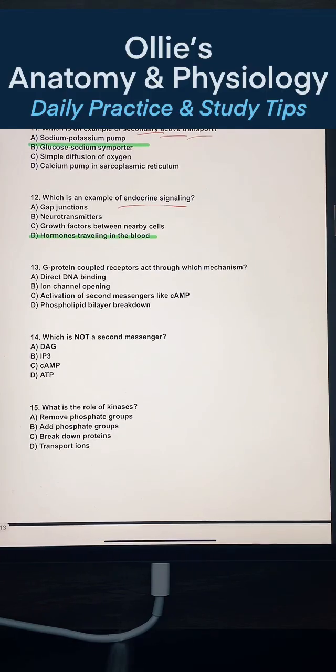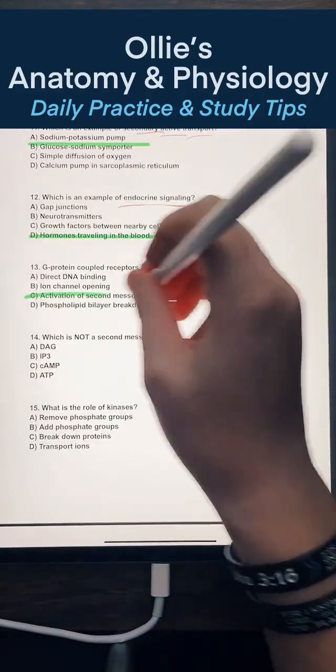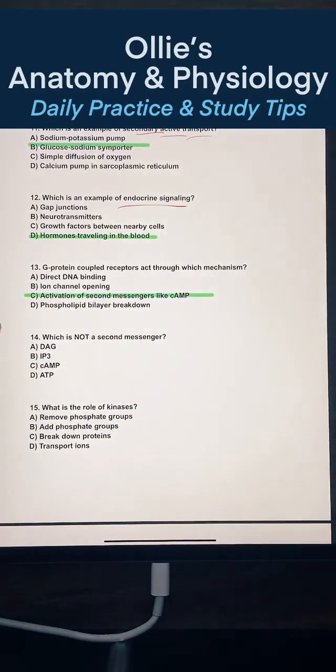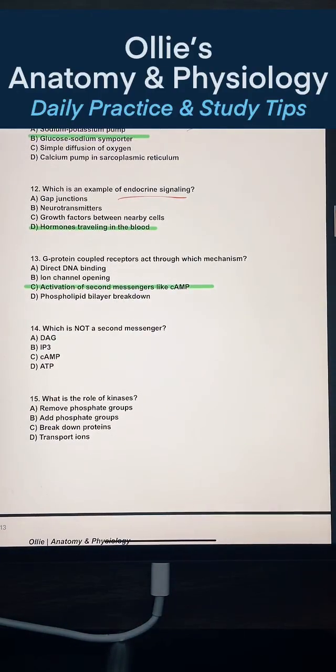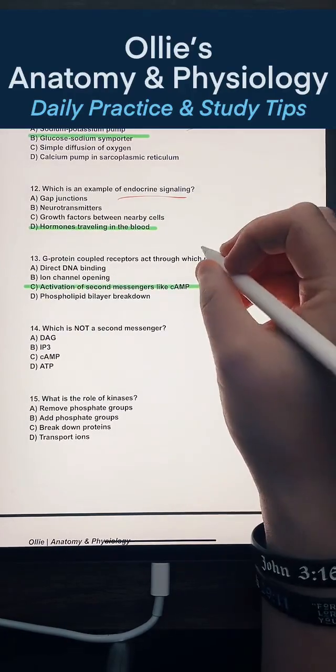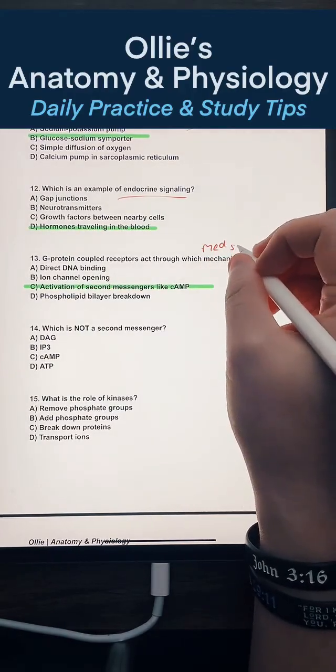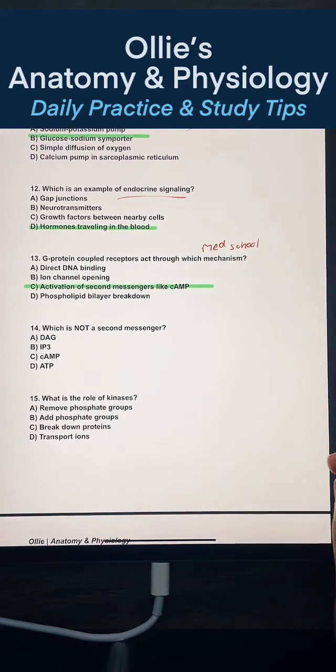Number 13, the answer is C. It is the activation of second messengers like cAMP. Basically, GPCRs activate G proteins. That triggers adenylate cyclase. It's going to increase one of the pathways like cAMP, DAG, IP3, etc. This is really important when you have to go over the mechanisms, especially if you go into medical school or anytime you have to memorize pathways.